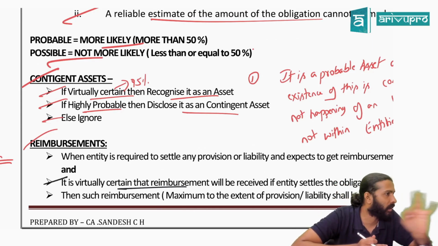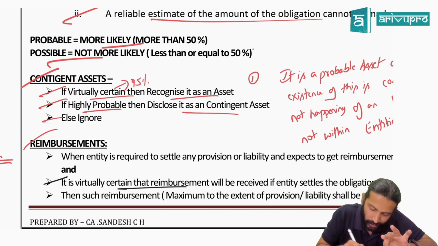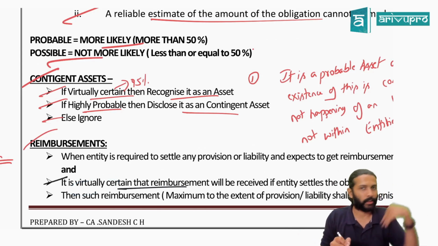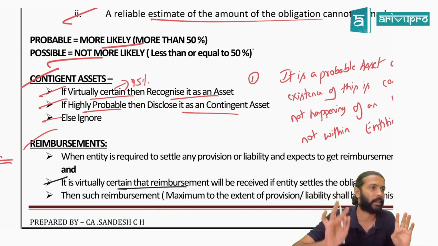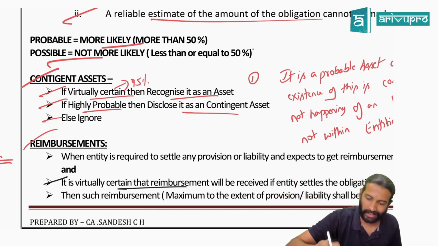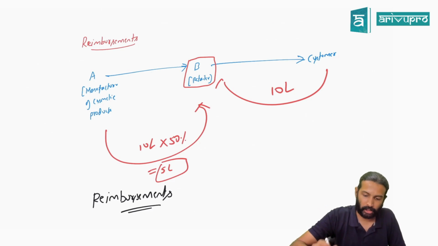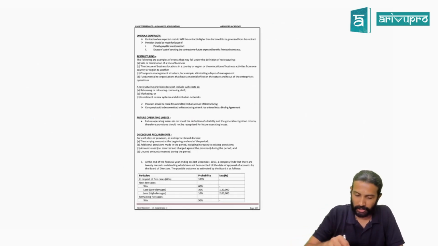Can you record reimbursement as a separate asset? Yes, provided it is virtually certain of receiving that. And can you net off reimbursement with provision, or should it be shown separately? Provision separately, reimbursement separately. So don't net off is what they have discussed. That's all there is to the provision. Can I go for the next one? Can I go for the next provision, sir?